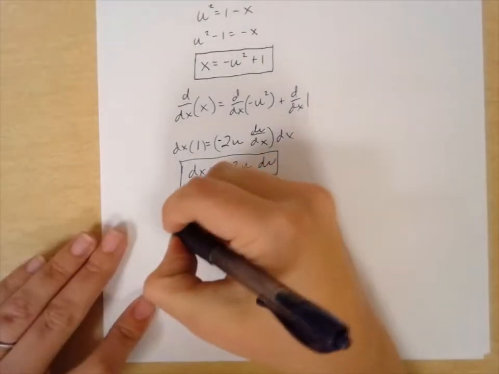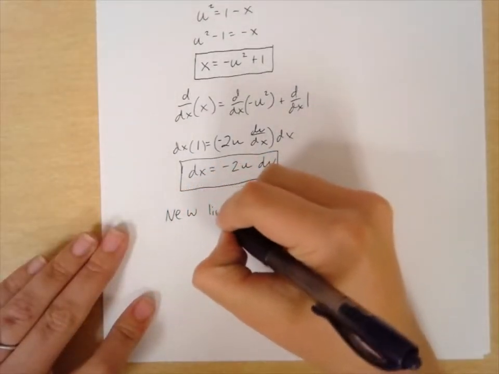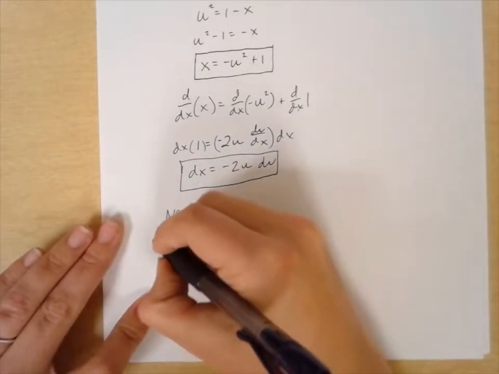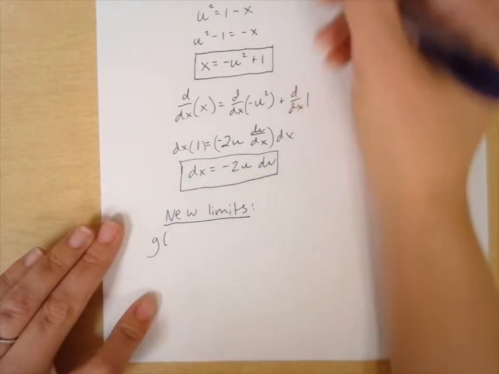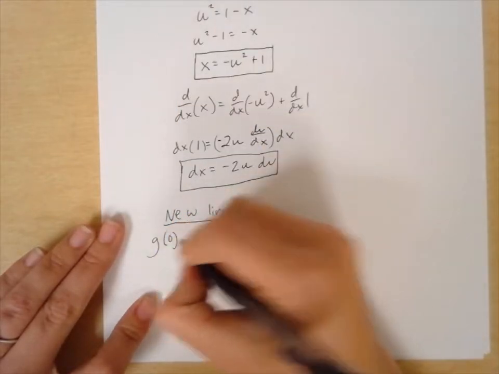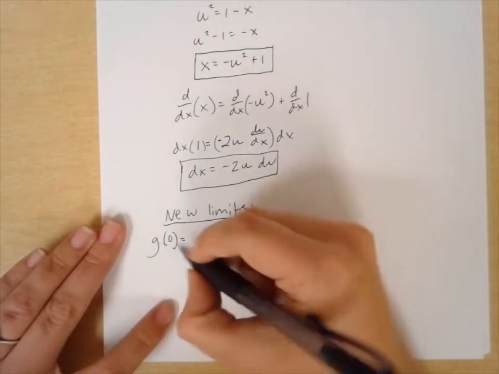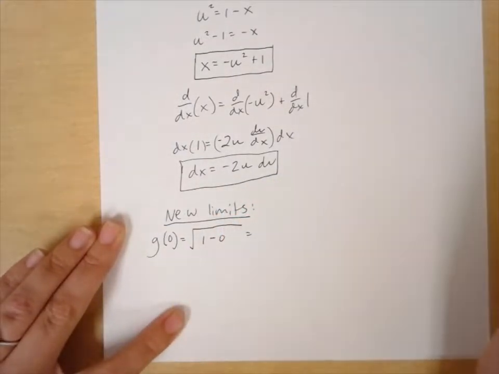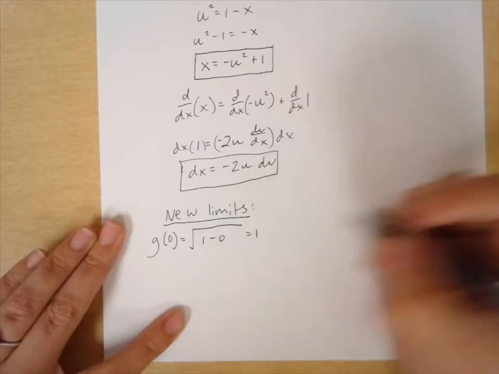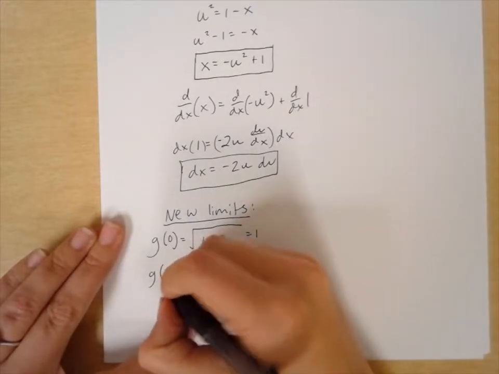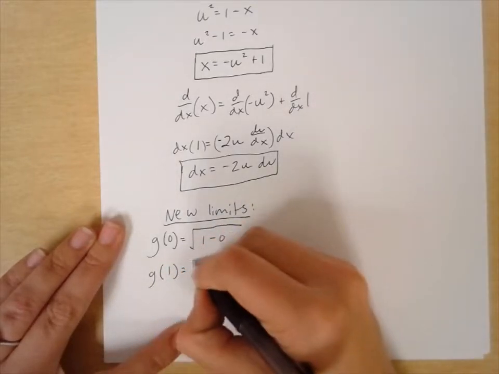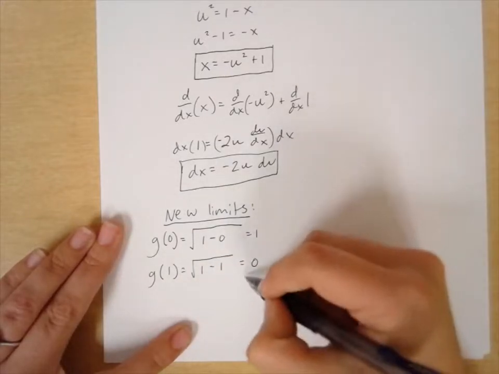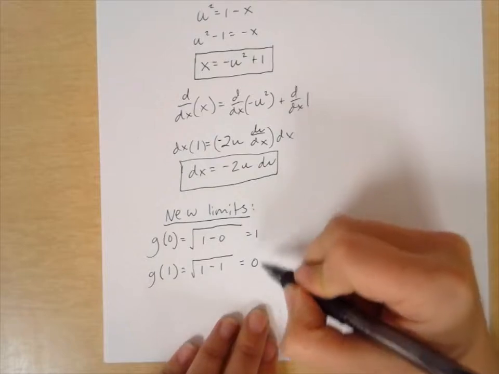The new limits we're going to use for our integration are going to come from that g of x, but I need to evaluate at 0, because that was our first bound. And when I do that, I get radical 1 minus 0, which is just going to be 1. And then when I do g of 1, I get radical 1 minus 1, which is going to be 0. So those are my new limits. I'm going to go from 1 to 0.